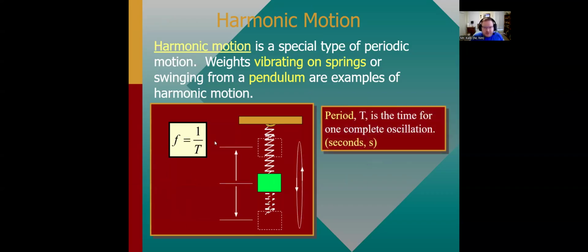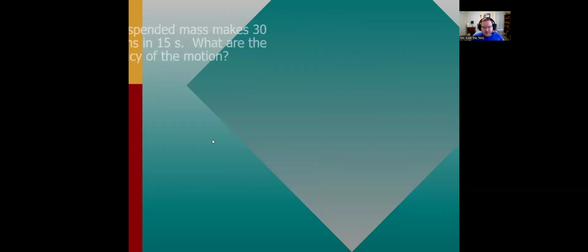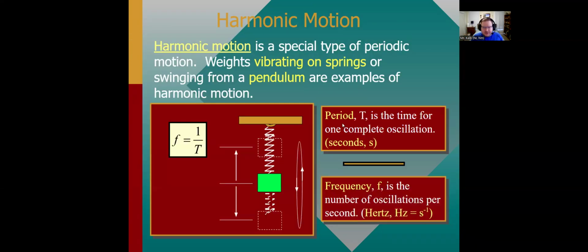So the main ways we describe harmonic motion are the frequency and the period. Period is the time for one complete oscillation, measured in seconds. Frequency is the reciprocal of that, the number of oscillations per second, measured in hertz, which is an inverse second.